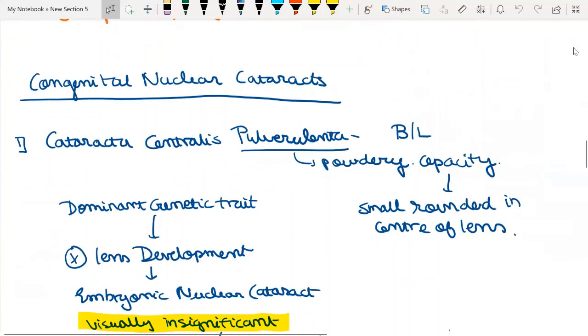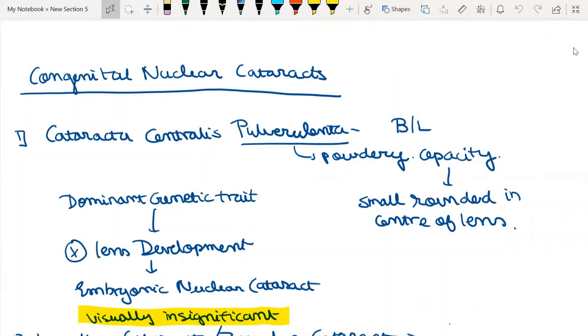Moving on to the congenital nuclear cataracts. Under congenital nuclear cataracts, the first type we have is the cataracta centralis pulverulenta. It is a bilateral cataract associated with a dominant genetic trait, which causes inhibition of the lens development leading to embryonic nuclear cataract. A very important thing to remember here is that it is a visually insignificant cataract, which means that it does not cause visual impairment. The term pulverulenta means powdery, so the opacity is powdery, small, and rounded in the center of the lens.